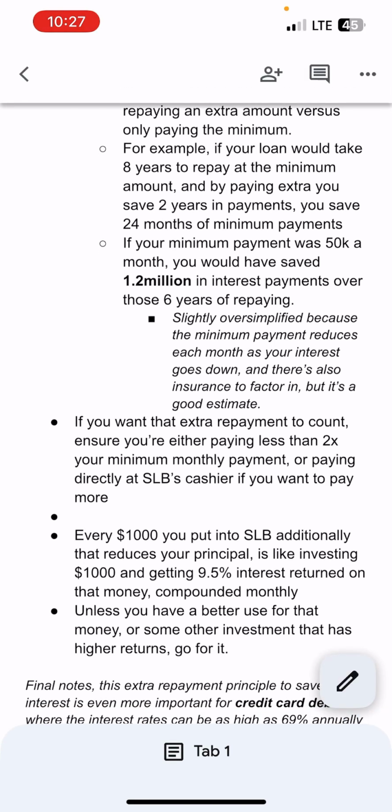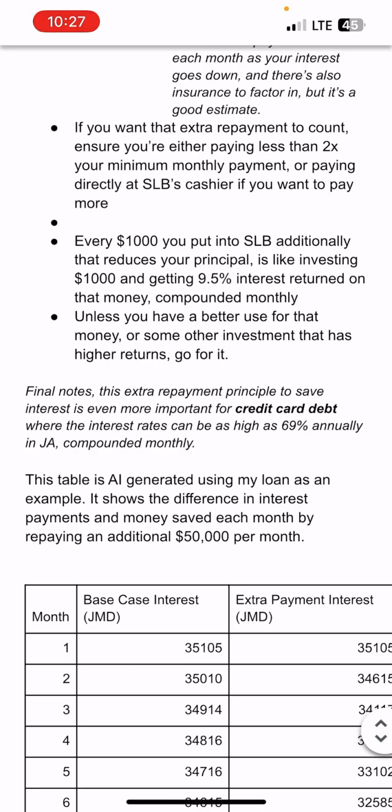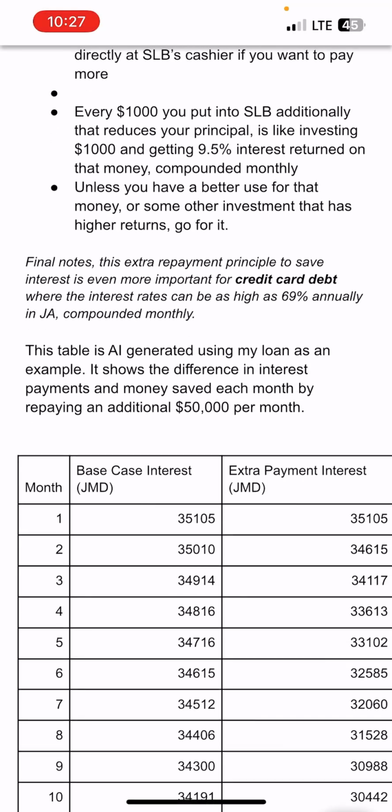Again, it's a little oversimplified, but it's a good idea to motivate yourself and to make yourself realize why this is important, why this matters. Unless you have some other investment that you're investing in, some small business that's turning over some 100% returns, some 50% returns, you're probably better off paying off your student loans as quickly as you can.